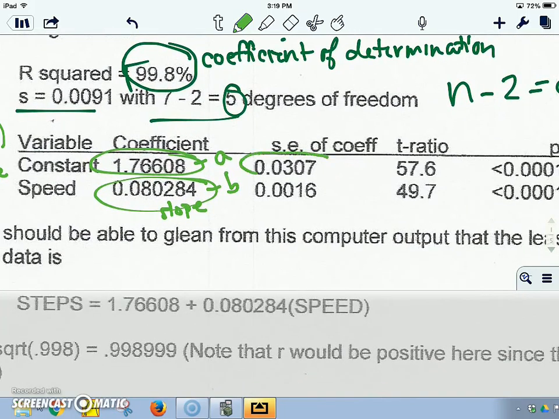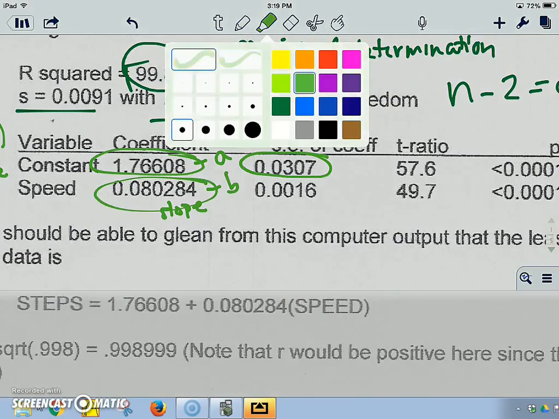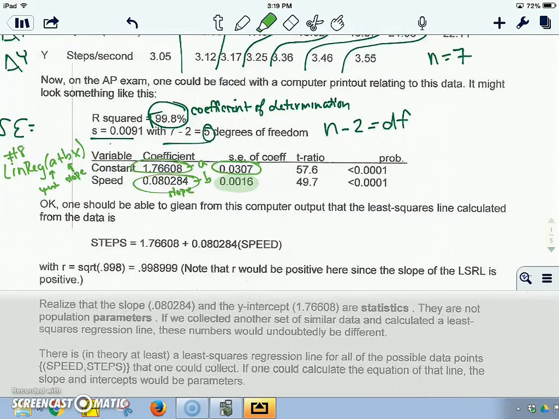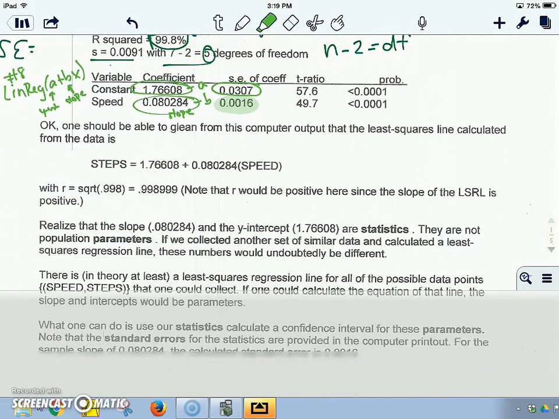This is the standard error of the y-intercept, and this, and I'm going to highlight it because we're going to use it later, is the standard error of the slope. All right, so from this we should be able to glean that this is the y-hat equation, or the prediction equation. The predicted number of steps is the y-intercept plus the slope times the speed, or the variable you plug in, the x. Okay, so it'd be a plus bx.